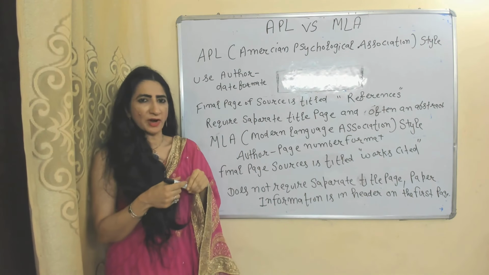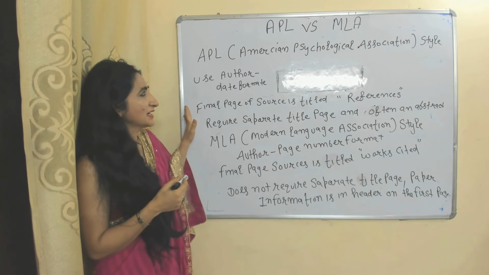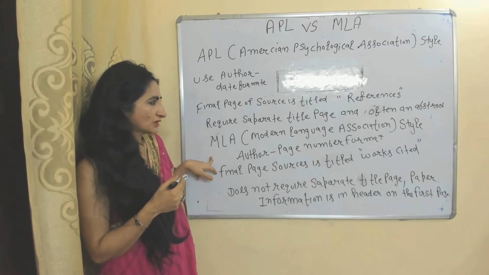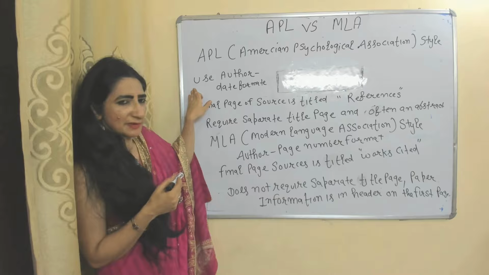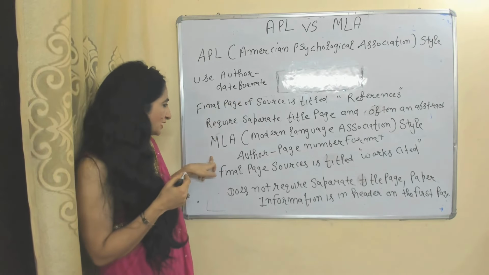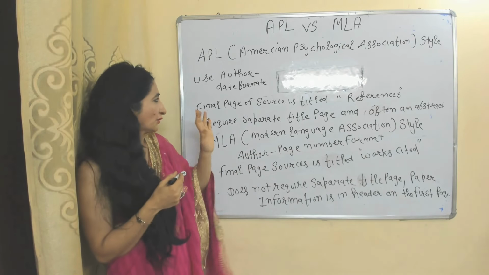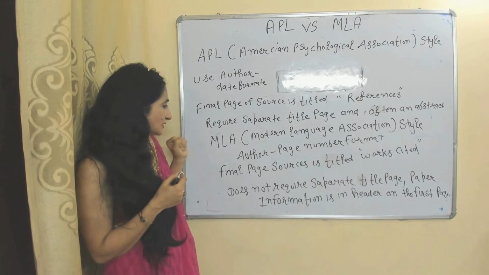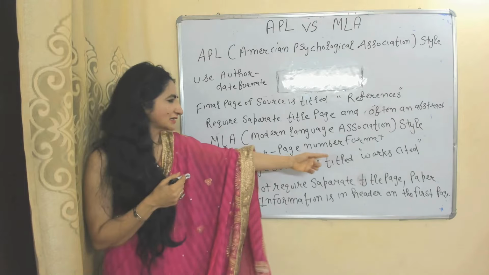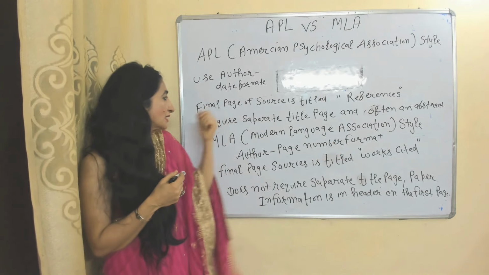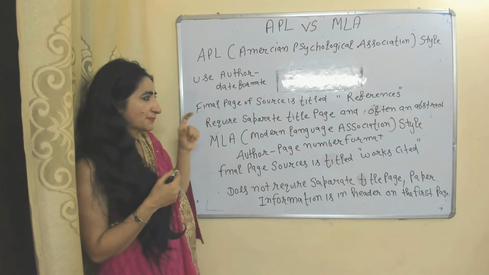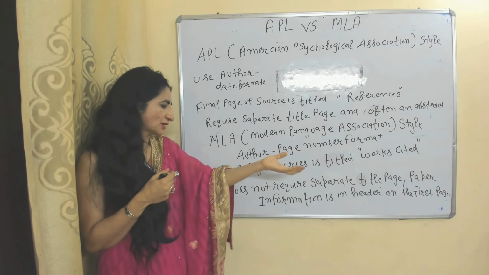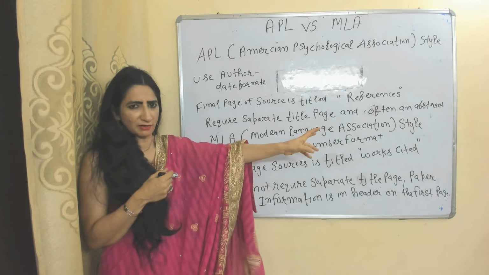Now we are going to talk about APA versus MLA. APA stands for American Psychological Association style. MLA stands for Modern Language Association style. In APA use author-date format. In MLA use author-page number format. In APA the final page of sources is titled references. In MLA the final page of sources is titled works cited. In the case of APA a separate title page is required, but in the case of MLA a separate title page is not required because the paper information is in the header of the first page.